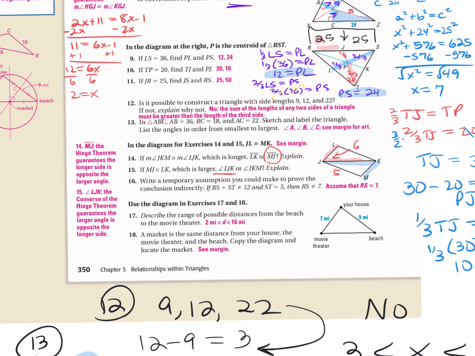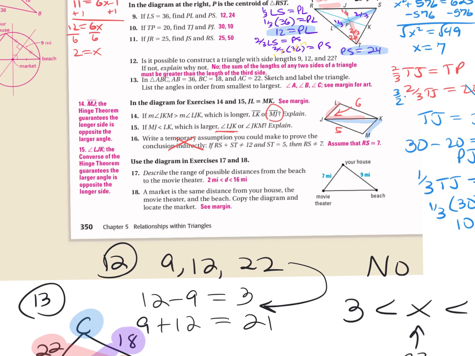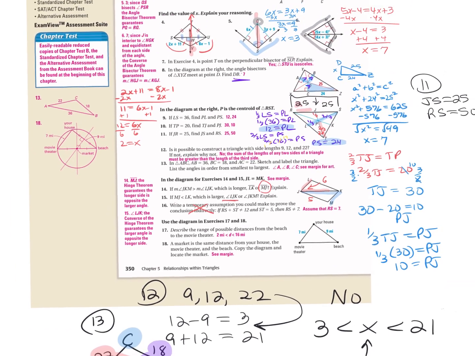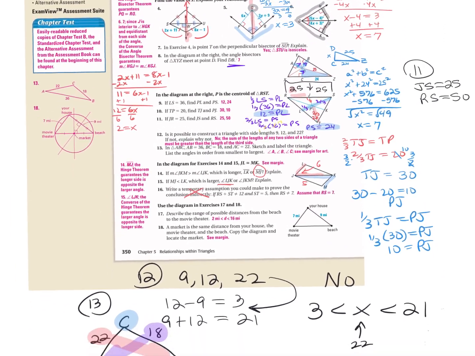Then number 16, it says write a temporary assumption you could make to prove the conclusion. You won't have to do anything like this. So that was indirect proof, so you can skip number 16. You won't have to make a temporary assumption.